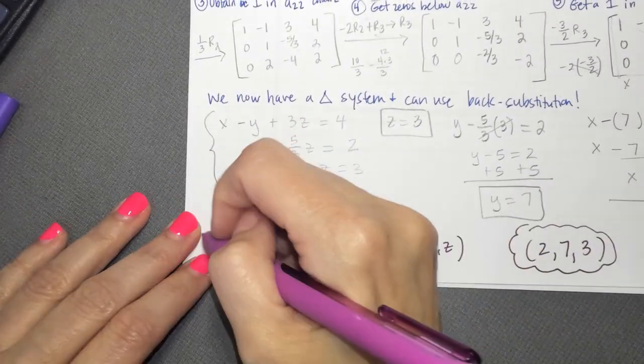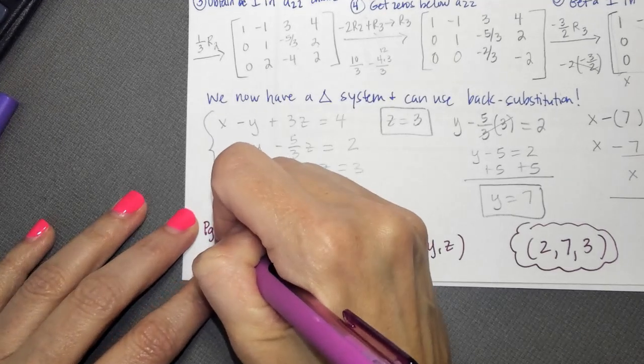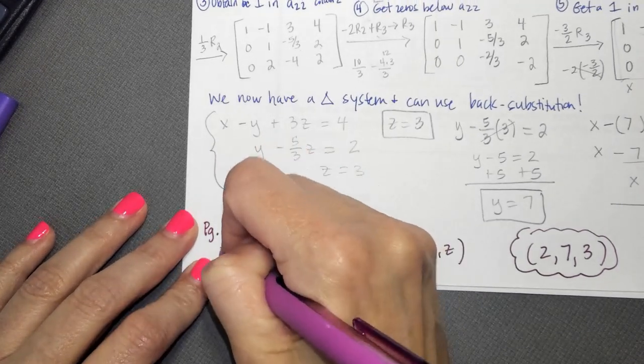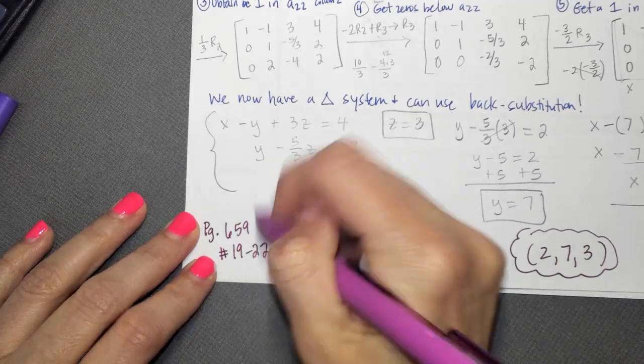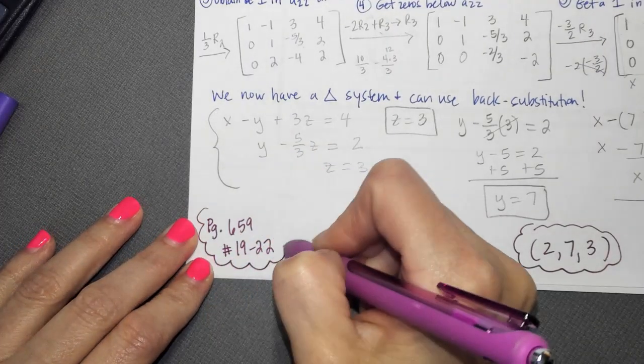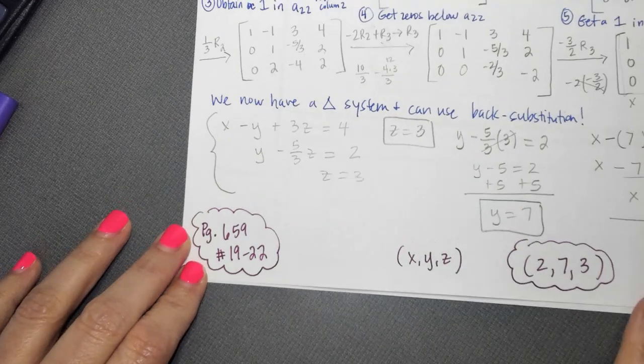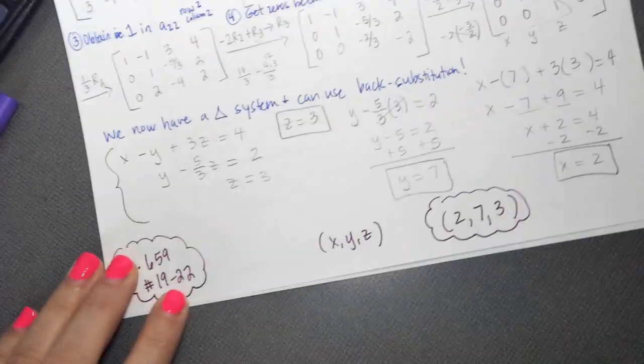And then your homework is mandatory. You have 19, 22, and 122. So 4 beautiful questions. All right. There you go. That's your intro to matrices.